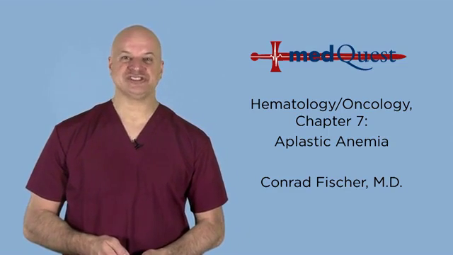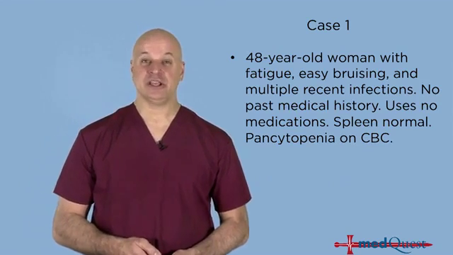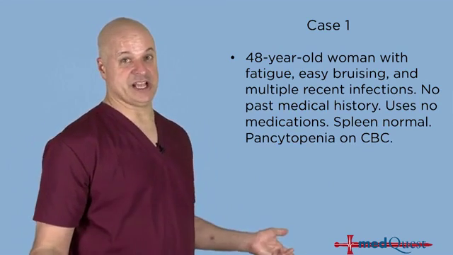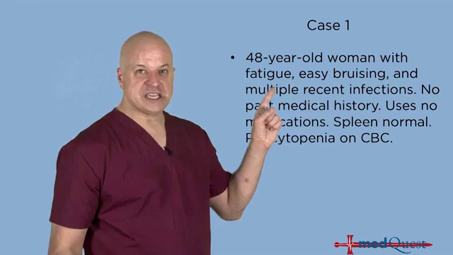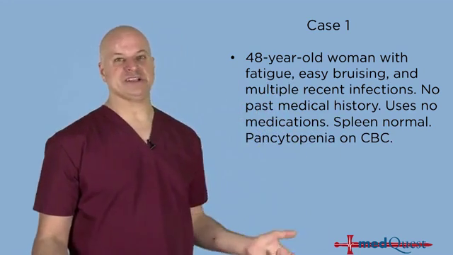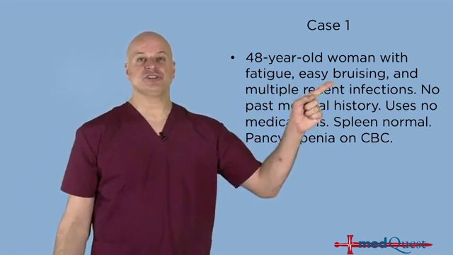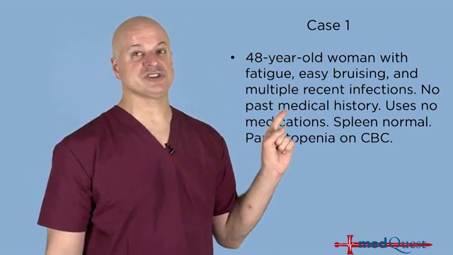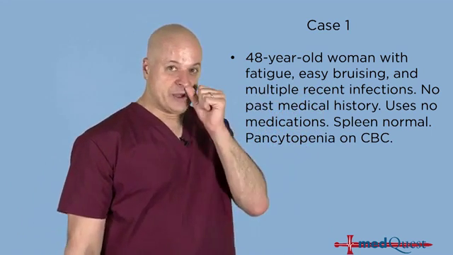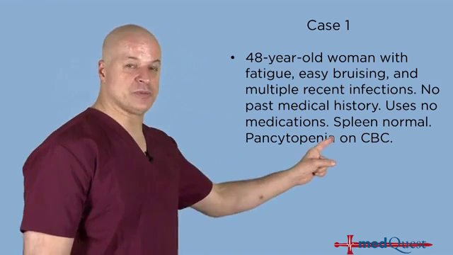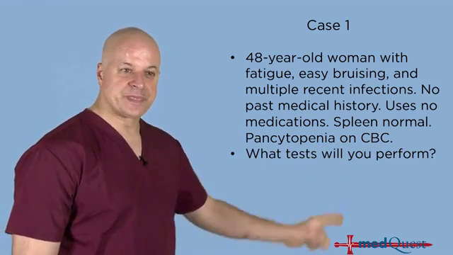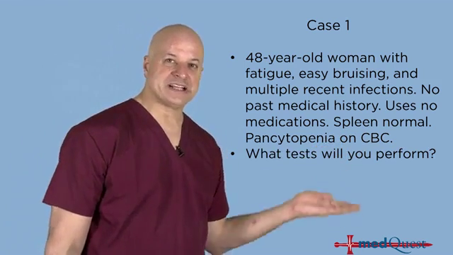Chapter 7, aplastic anemia. Aplastic anemia is a pancytopenia of unclear etiology. Here's a woman with fatigue. Why am I tired? Because I'm anemic. Bruising because of low platelets. Multiple recent infections because I've got a low white cell count. And I've got no past medical history, and a normal spleen. It can't be sequestration. So the most important thing is a bone marrow.